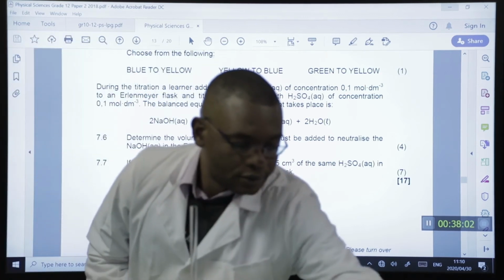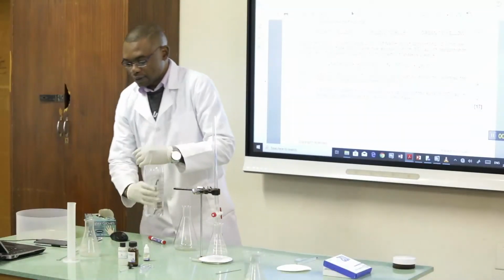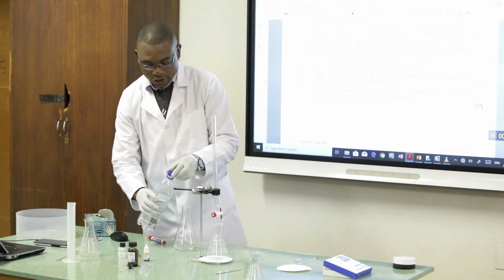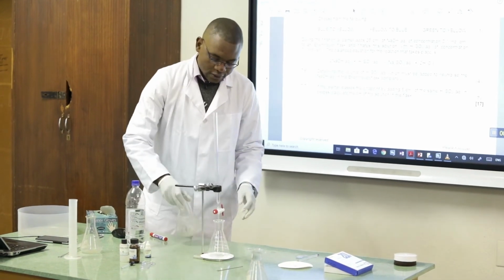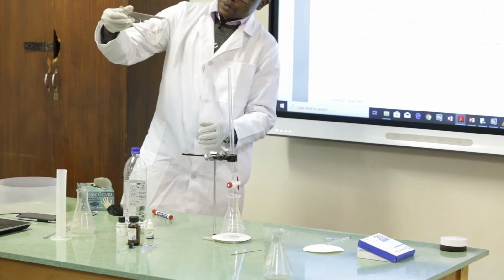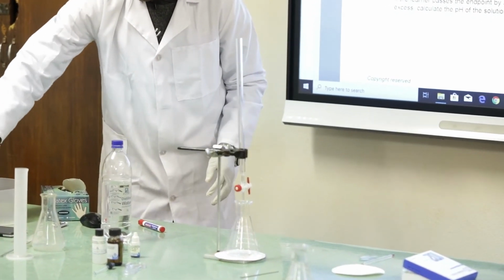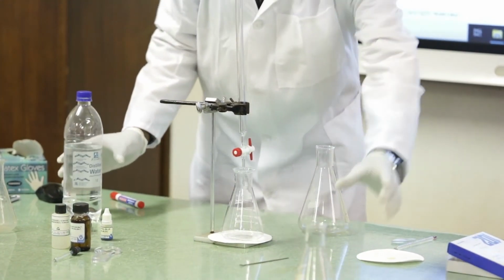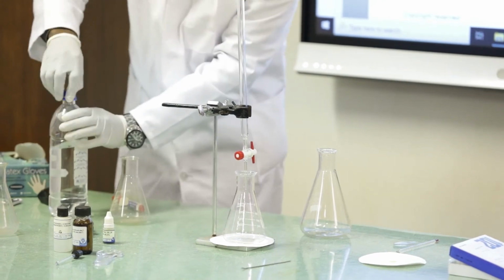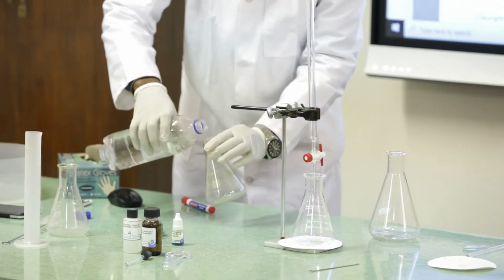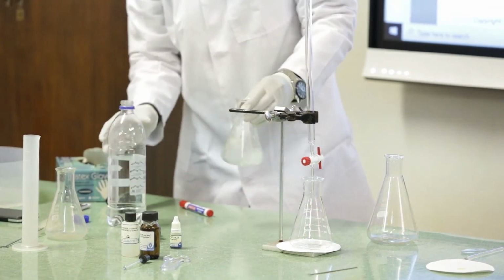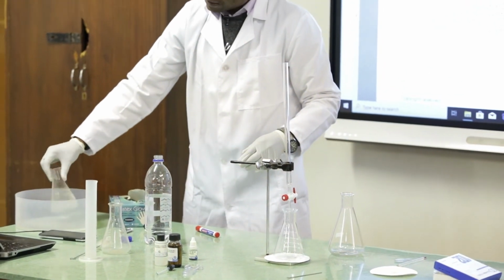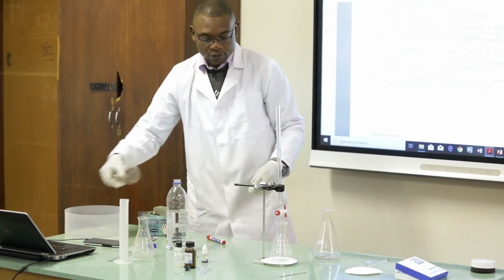So I'm going to rinse out this large Erlenmeyer flask. Okay. And clean it like this. So I'm going to prepare my sodium hydroxide solution here. I'm also going to clean this one. We are supposed to have these things in volumetric flasks, but we don't have volumetric flasks here, so we are just going to improvise for the sake of demonstration.